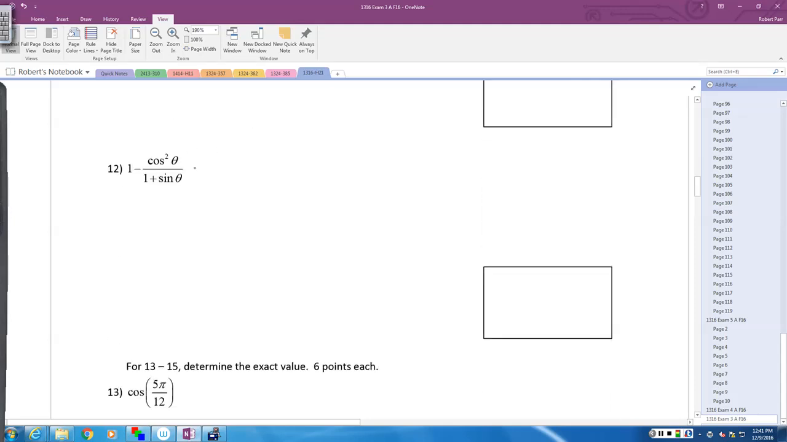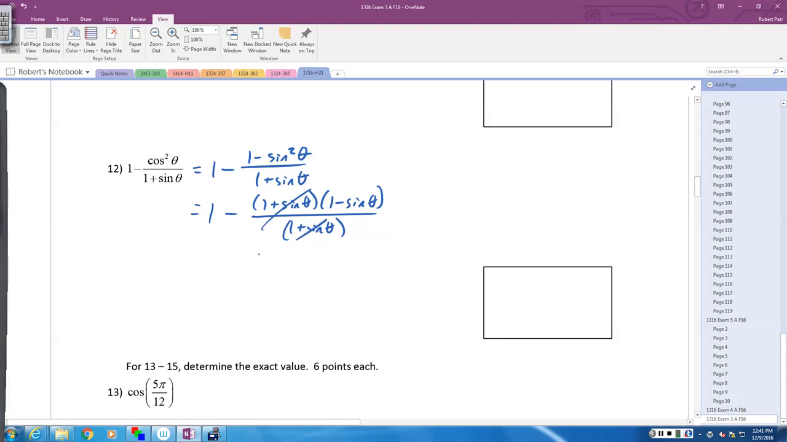Yep. Okay, so what I'm going to do is split cosine squared into 1 minus sine squared theta. And then I'm going to factor that numerator. That is going to be 1 plus sine, 1 minus sine. And I have a 1 plus sine of theta in the denominator, so those cancel. So right now I have 1 minus, in parentheses, 1 minus sine theta. So I have to distribute that negative to both terms. So this will just be sine of theta. Wow, I made that way harder than it was.